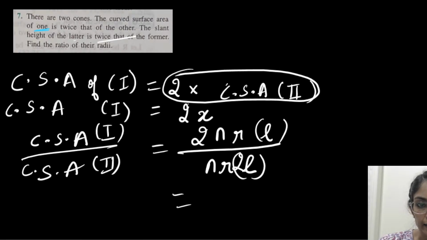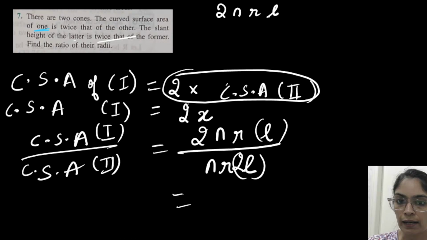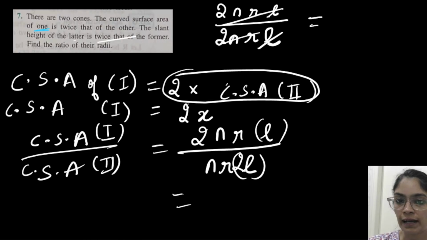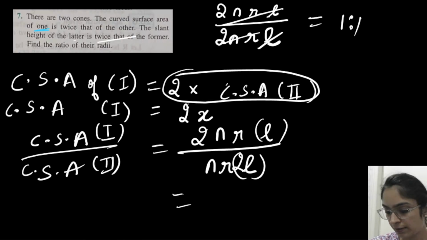So for the first one, they have given the height. The slant height of the latter is twice. Radii ratio. Yes, when you are finding the radii ratio, see here, this is 2 pi RL. Here also 2 pi, and if you are finding the ratio, 2L will come. So I am just writing here. This will get cancelled. So 1:1 we will get, isn't it? So radii also 1:1.